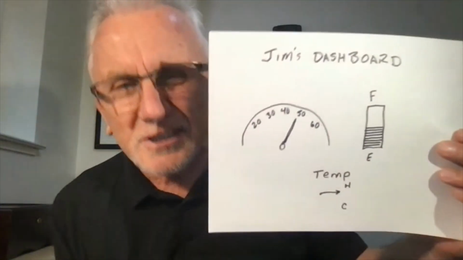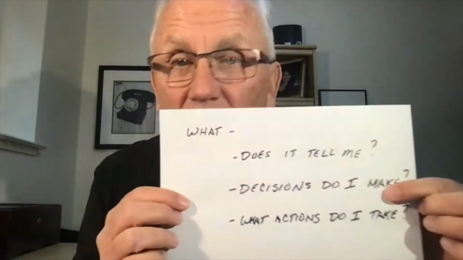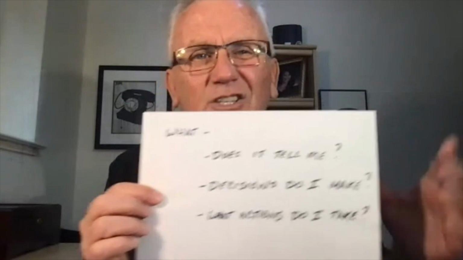So the point of this session is really simple. It's not to hear the background about Jim Coughlin and what he did, but for you to look at your dashboard, and whether your dashboard is your automobile, your staffing business, your refrigerator, the point is you look at the dashboard and you ask yourself, what is it telling me? What decision do I make based upon that? And what actions do I take to change the indicator on the dashboard?